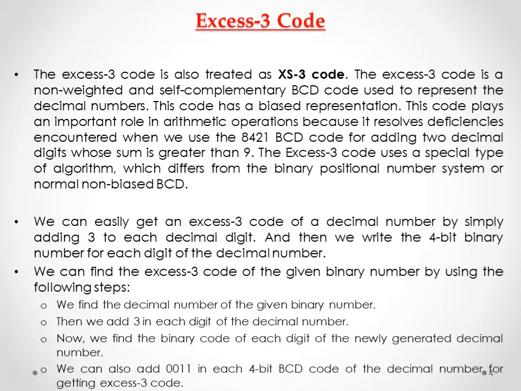Next is the Excess-3 code. It is a non-weighted and self-complementary code. This code is mainly used for arithmetic operations and it resolves the deficiencies encountered in the BCD code. Generally, the Excess-3 code is obtained by adding 3 to each decimal digit, and then we write the 4-bit binary number for each digit of the decimal number.